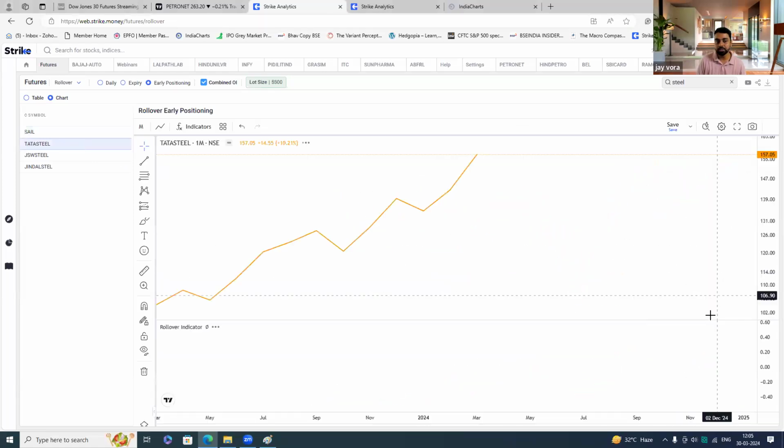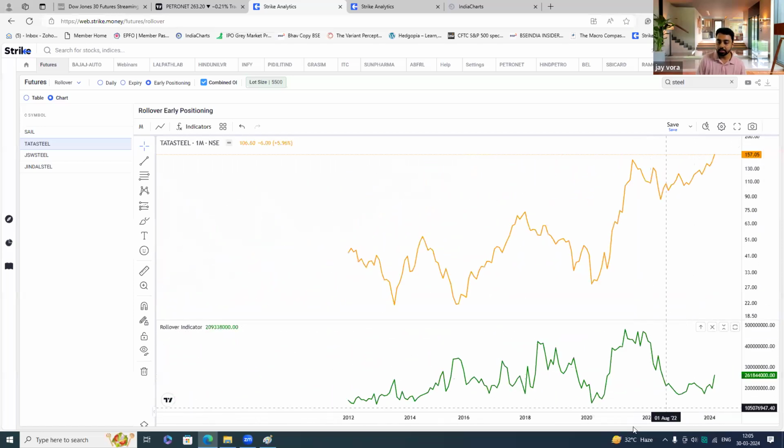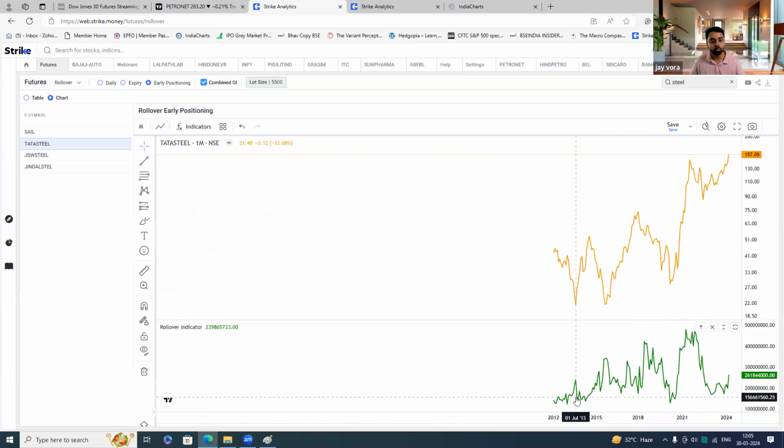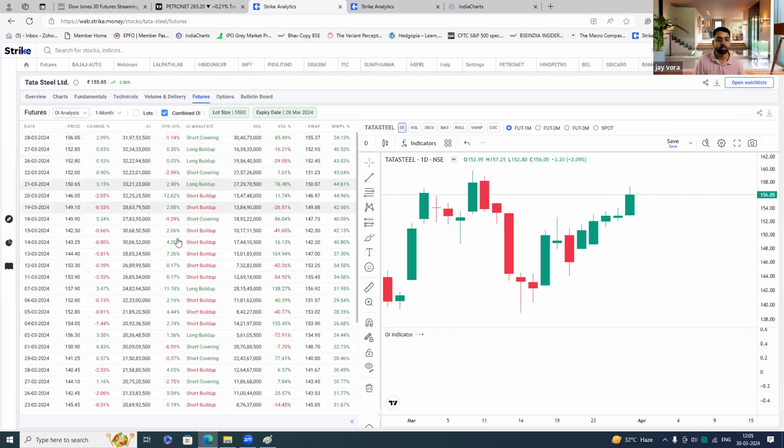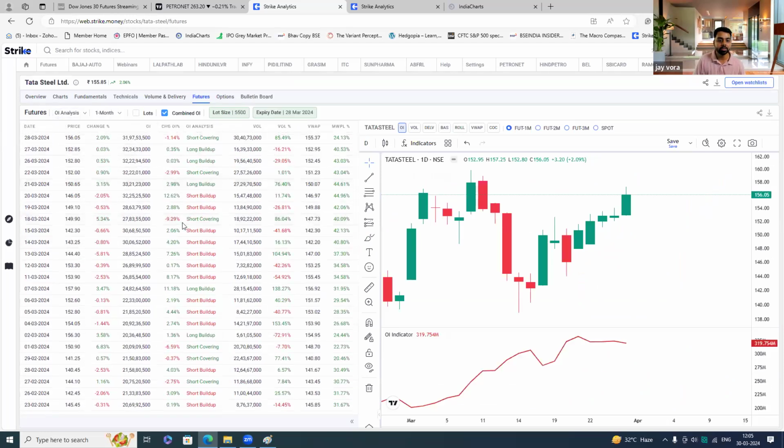In fact, even if you see Tata Steel, it would probably look more appealing to me. The reason being, its open interest has already come to the lowest point. That means people are neutral on this stock. And if the surge is happening now, you can see that it is sustaining above the highest point. So then I need to go into the data and see whether people are forming long positions, and if yes, then to what extent.